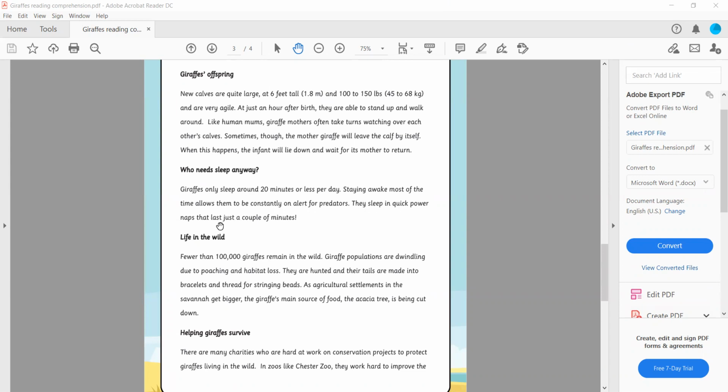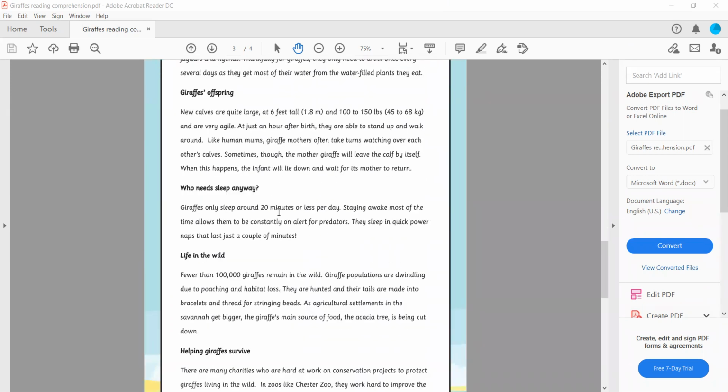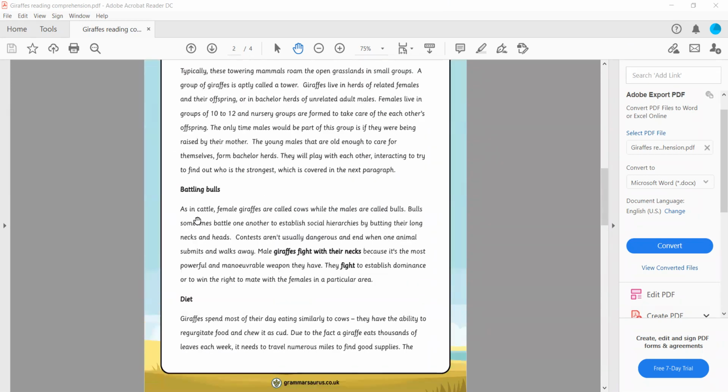They sleep in quick power naps that last just a couple of minutes. Imagine being able to have a quick couple of minutes nap in the middle of a lesson. It'd be brilliant, wouldn't it? So giraffes never actually have a big sleep. So anyway, we've got subheadings there.